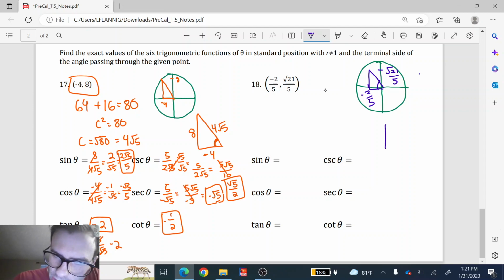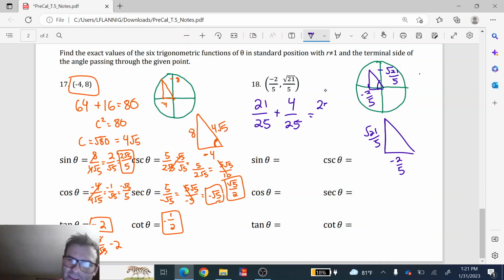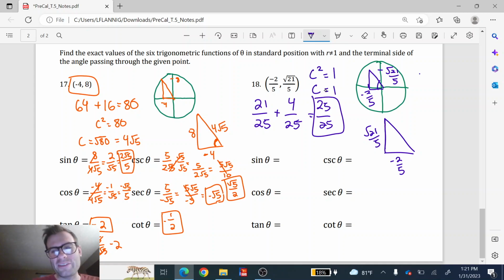And again, I'm going to redraw this triangle to make it a little easier to see. So this side is negative 2/5, and this side is square root of 21 over 5. And your goal is to figure out the hypotenuse. If you square them, you get 21 over 25 plus 4 over 25. And that gives you nicely 25 over 25. So c squared is just equal to 1, so c is also equal to 1. This makes our life a whole lot easier if the hypotenuse is just 1.